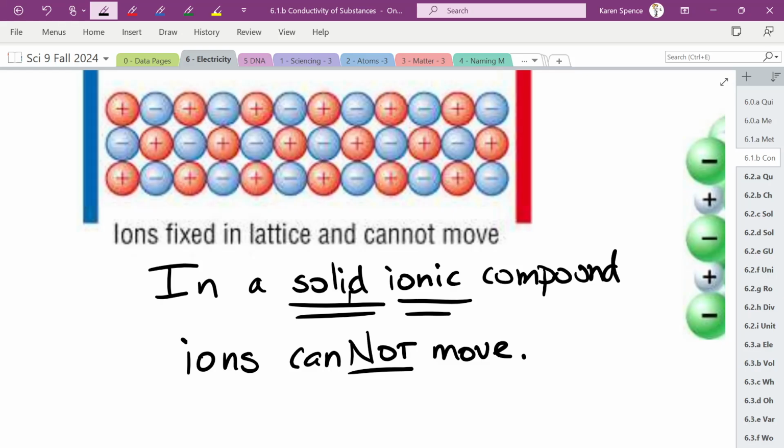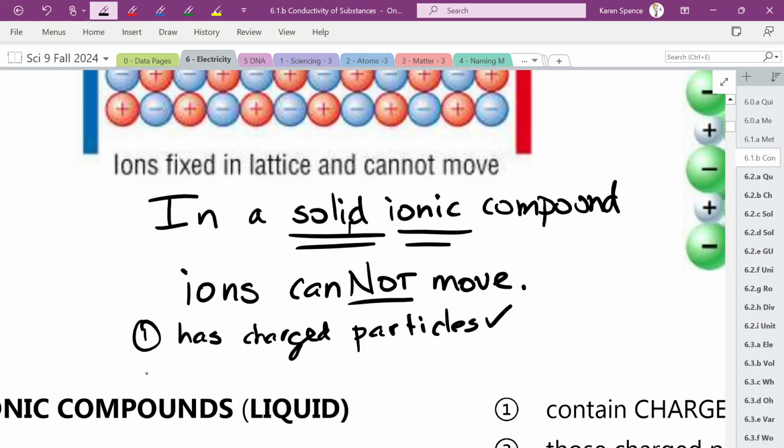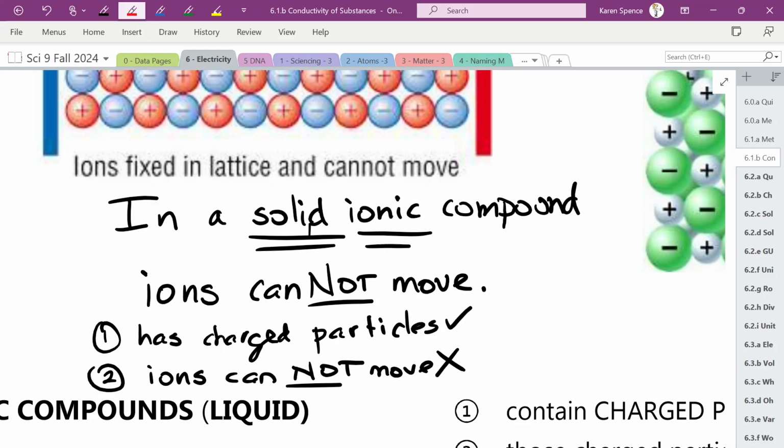So it meets criteria 1. It has charged particles. Check. But number 2, the ions cannot move. And if that's the case, if either of these are an X, that means it cannot conduct electricity.